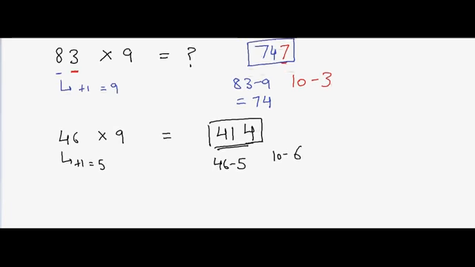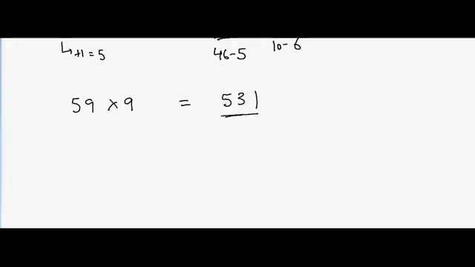Now let's try it faster for some other numbers. So suppose I have 59 and I want to multiply by 9. In that case, 10 minus 9 is 1. So first is 1, and then 5 plus 1 is 6. 6 minus 9 is 3, so 531. So that will be my answer. So you can see that I can do the calculation very fast.